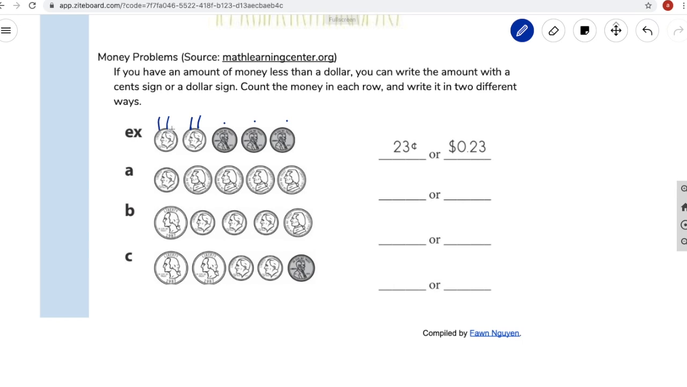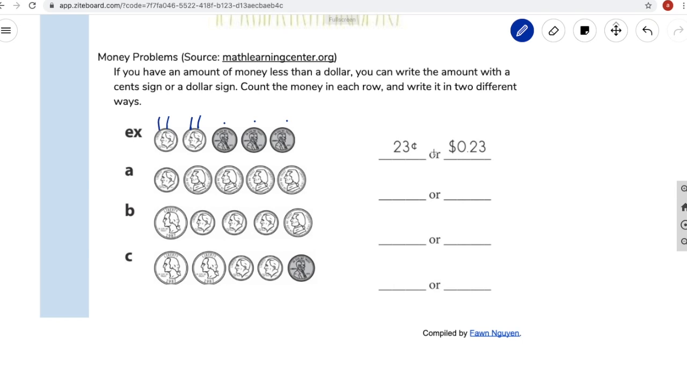So here we go. We're going to count it. 10, 5, 10, 15, 20, 21, 22, 23. Remember, a penny is worth 1 cent. So we won't keep saying 5, 10, 15, 20, 25, 30. A penny is worth 1 cent. So here we go. We're going to count it one more time. Remember, each eyelash is worth 5 and each dot is worth 1. So here we go. 5, 10, 15, 20, 21, 22, 23. And that's where they got 23 cents from.